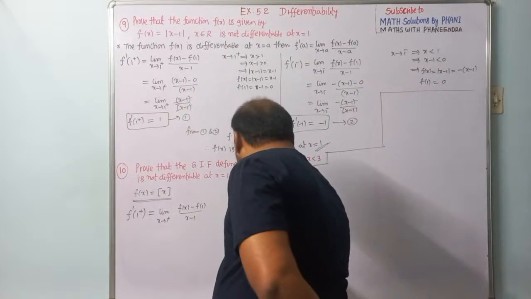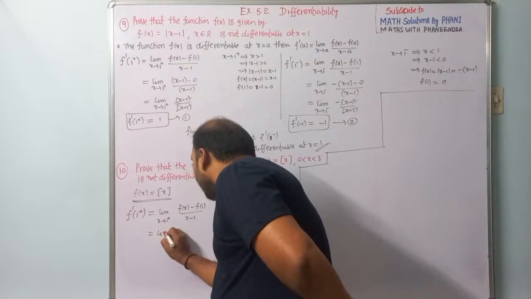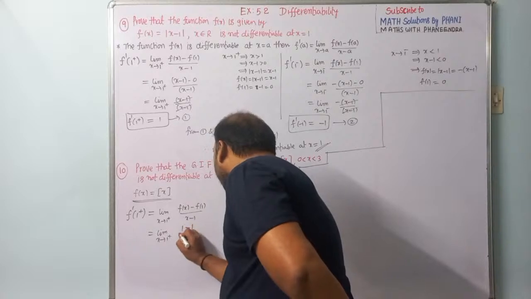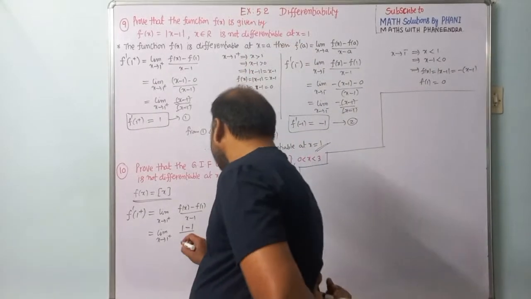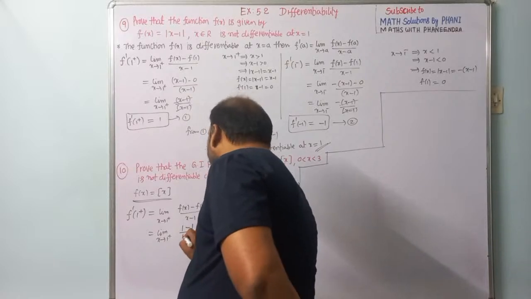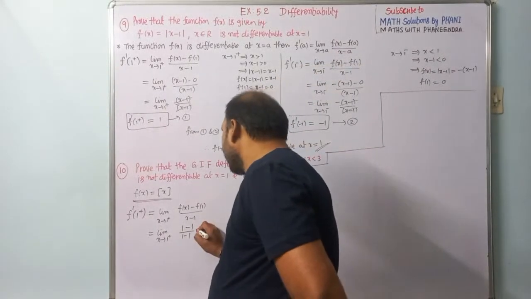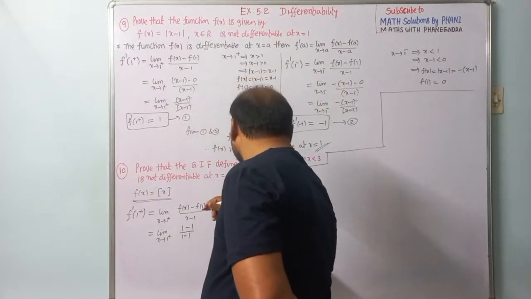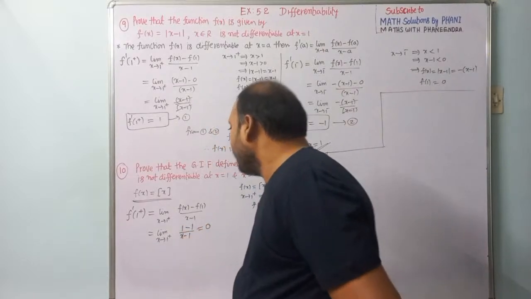Now, what is f of 1? f of 1 is equal to step 1, that is equal to 1. Therefore, limit x tends to 1 plus, f of x value is 1, minus f of 1 value is also 1, divided by x minus 1, so an indeterminate form comes. f of 1 is 1, instead of 1 point something it is 1. So 0 by x minus 1 as it is, we can write it as 0.